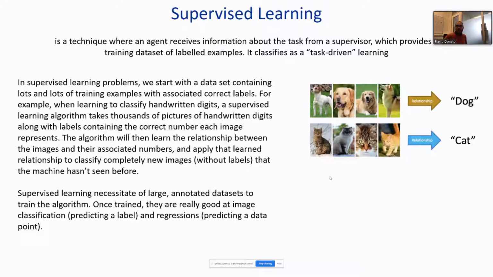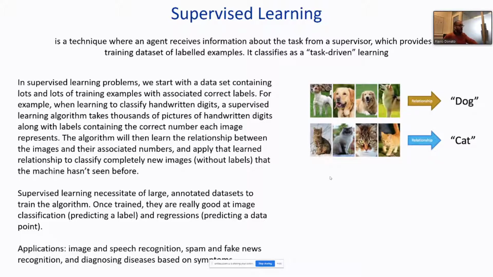That's why, for example, Google, when you do a CAPTCHA to access a website and authenticate yourself, asks you to click on the things that are, for example, a stoplight or a stop sign, because in that way you can label stuff for them, and they can use you freely to do their heavy work. Image and speech recognition, spam and fake news recognition, and diagnosis of disease based on symptoms are all ways in which supervised learning algorithms can be applied. Lately, there has been a lot of fuss about this.